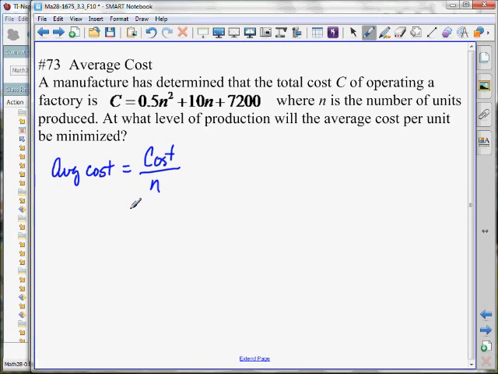We often overthink. And don't overthink this. If you want to find average, wouldn't you take the total, divide by the number of items that created it? And so we do the same thing. So we've got 5/10 n squared plus 10n plus 7200 divided by n. Now, what are we trying to do with this? Once we find what average cost is, then what? Nick, what's the problem asking us to do?